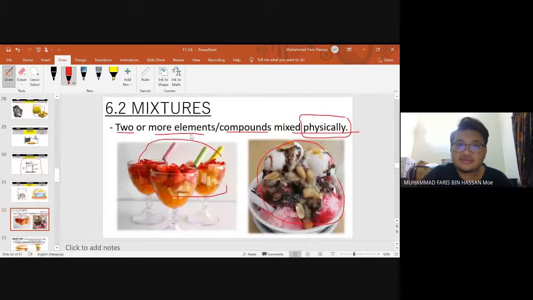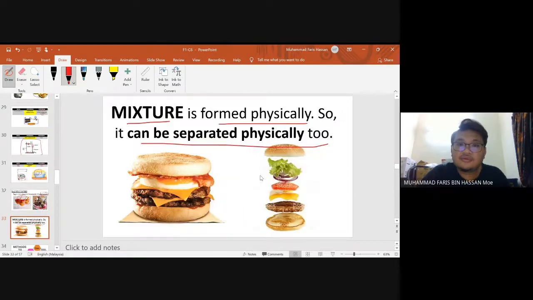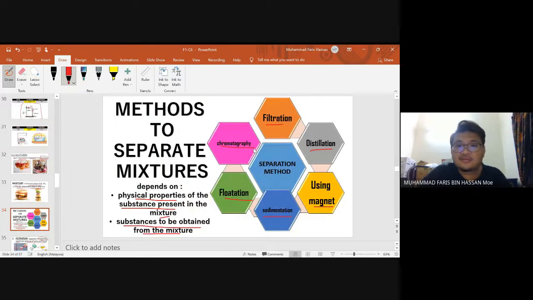What are mixtures? You need to know the difference between mixtures and compounds. A mixture is two or more elements mixed physically. However, compounds are two or more elements mixed chemically. So you need to know that. And then you also learned about the methods to separate mixtures. We have six different separation methods: filtration, distillation, using a magnet, sedimentation, flotation, and chromatography.